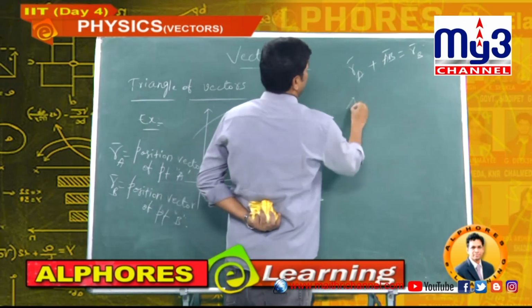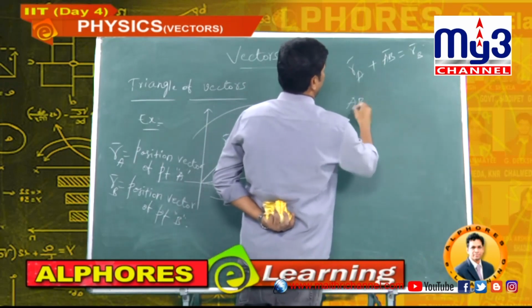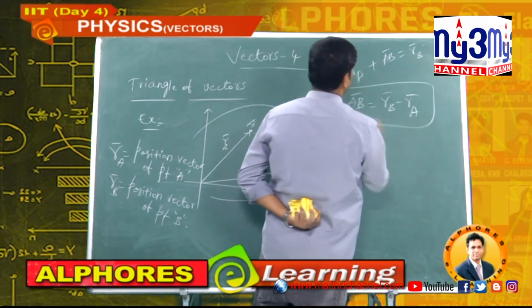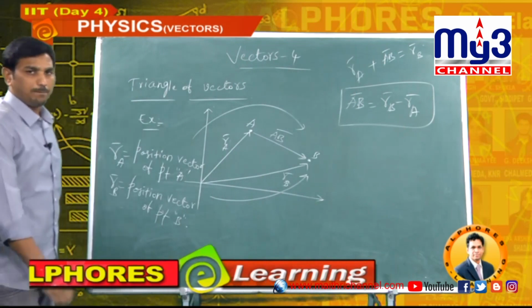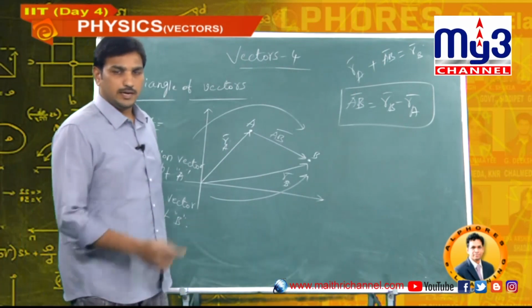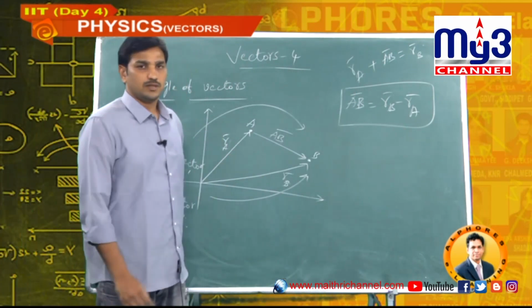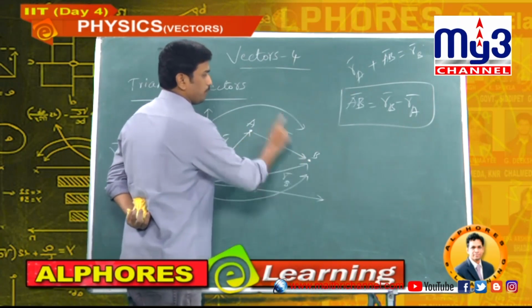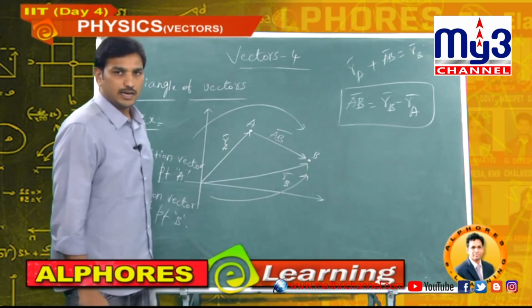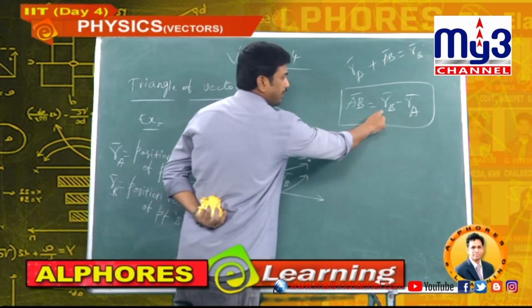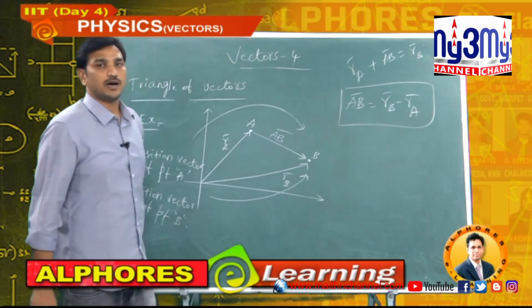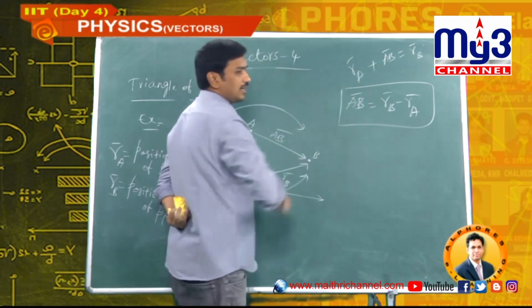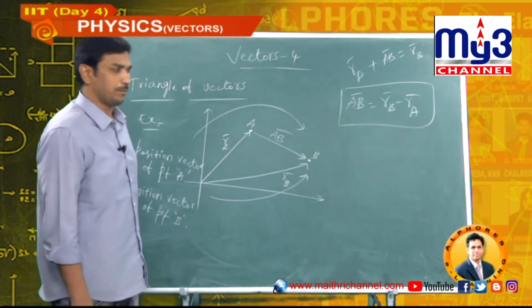Now AB bar is equal to RB bar minus RA bar. So the particle travelled from A to B. The displacement of the particle when it is moving from point A to point B is AB bar, which we can calculate using the formula RB bar minus RA bar. So this is the displacement vector of a particle moving from point A to point B.